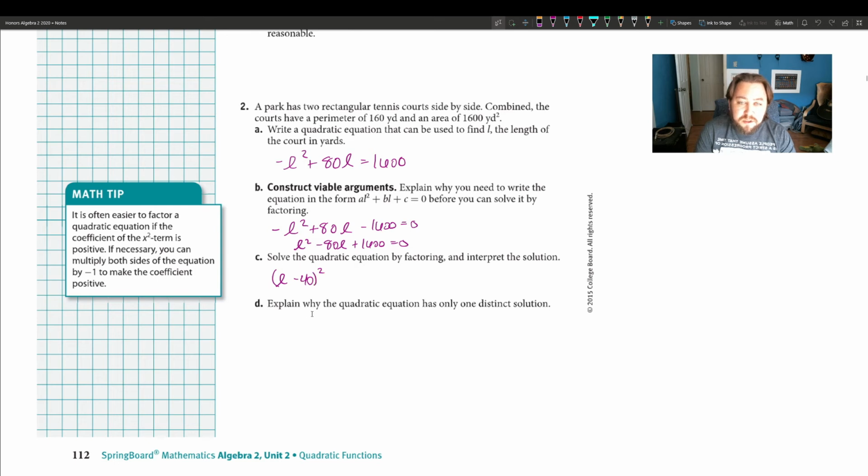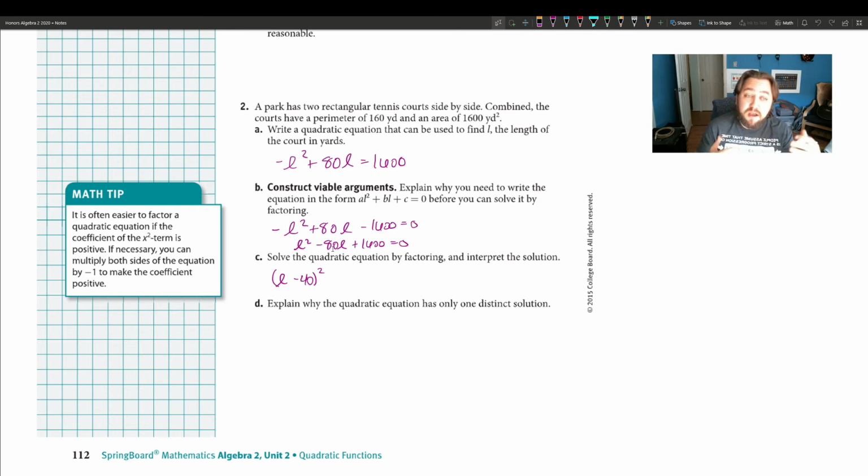Okay, L times L, L squared. Negative 40 times negative 40, positive 1,600. 1 times negative 40 is negative 40. Negative 40 times 2 is negative 80. Sweet. We could have done that by grouping, but looking at factors of 1,600, that didn't seem like it was going to be very fun.